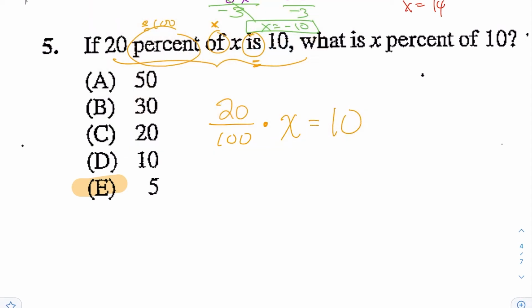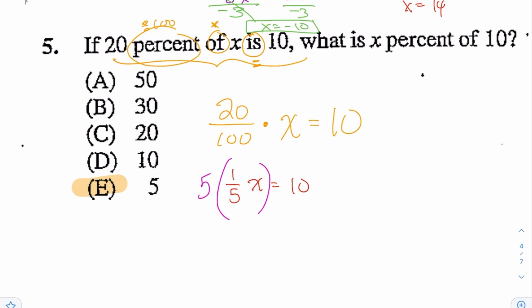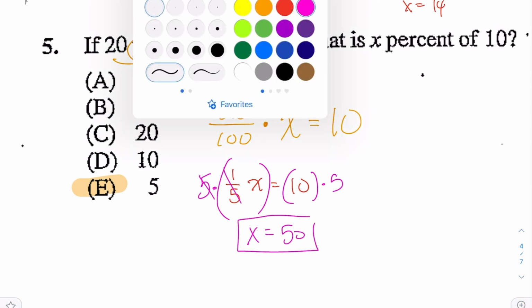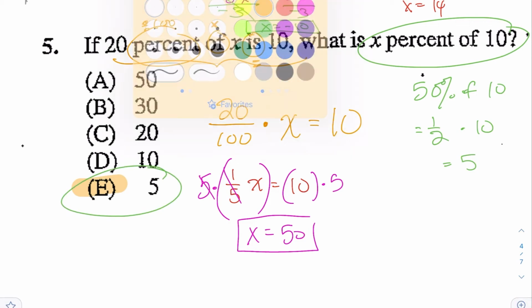Now to simplify this, 20 over 100 is 1/5. So 1/5 of x is equal to 10. You can multiply both sides by its reciprocal, which is 5, to get the x by itself, and x is equal to 50. But we're not done yet, because you want x% of 10. So that means you want to find 50% of 10. And 50% is just half. So half of 10, or half times 10, is equal to 5. So the answer is choice E, 5.